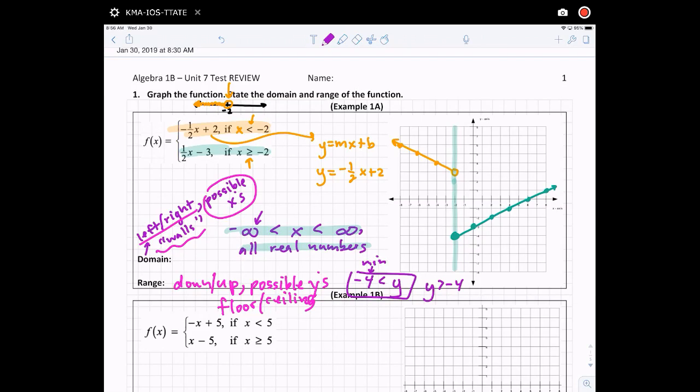Pardon? Isn't it greater than? Yes, greater than or equal to. Thanks.